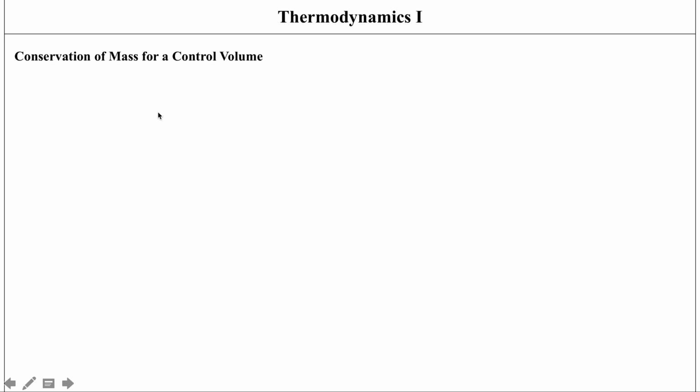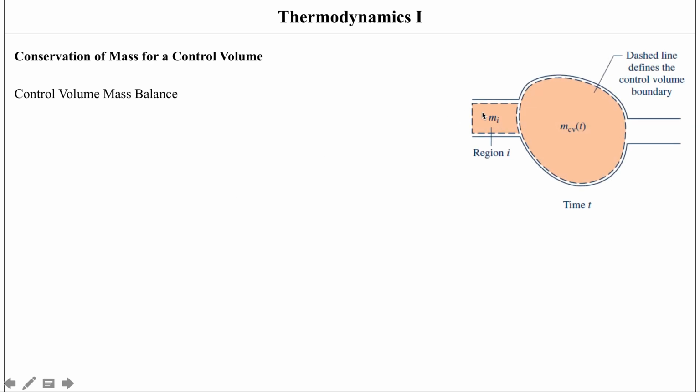So we could basically apply the conservation of mass principle onto a control volume, right? So to develop the control volume mass balance, let's just look at this figure over here. And what this figure shows is a system that has a fixed quantity of mass m, which is basically occupied at different regions of time.